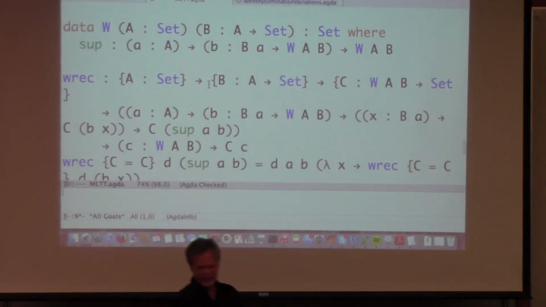Did Bob talk about W type? Bob, did you talk about W type? No, he did? No, okay.